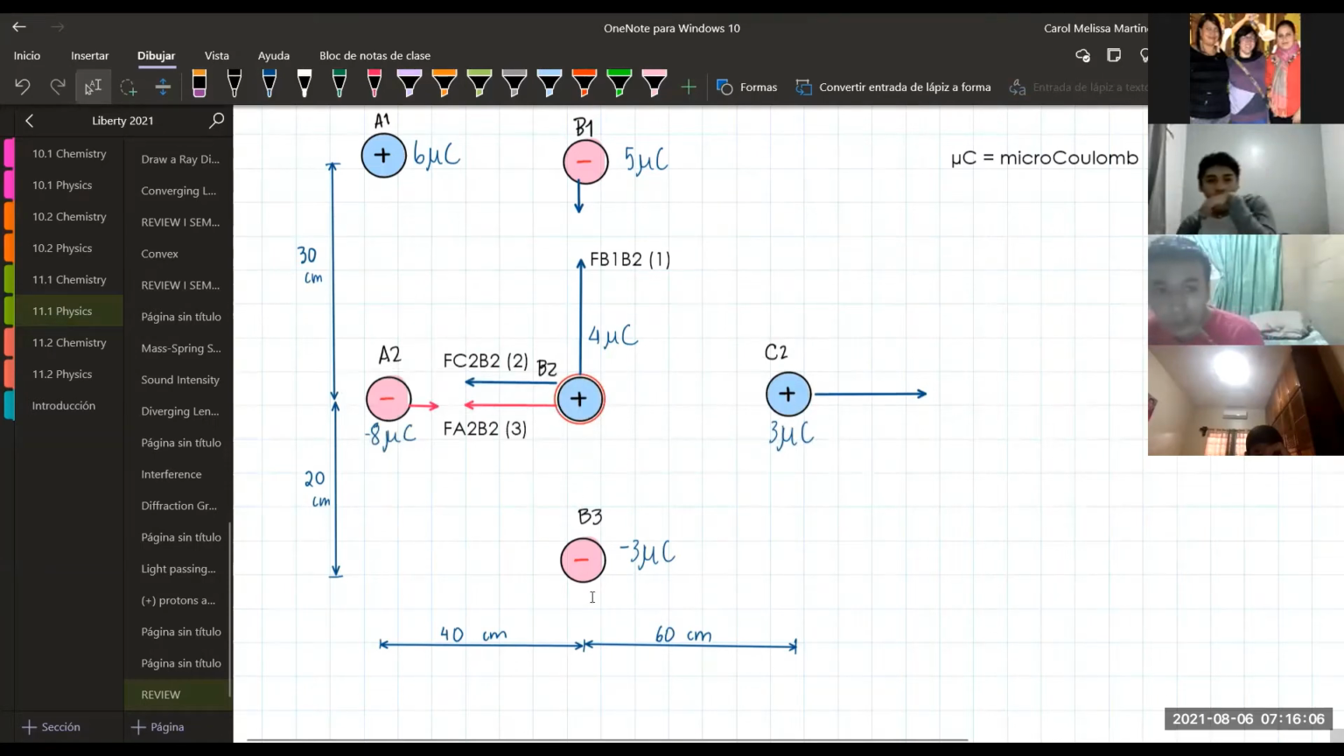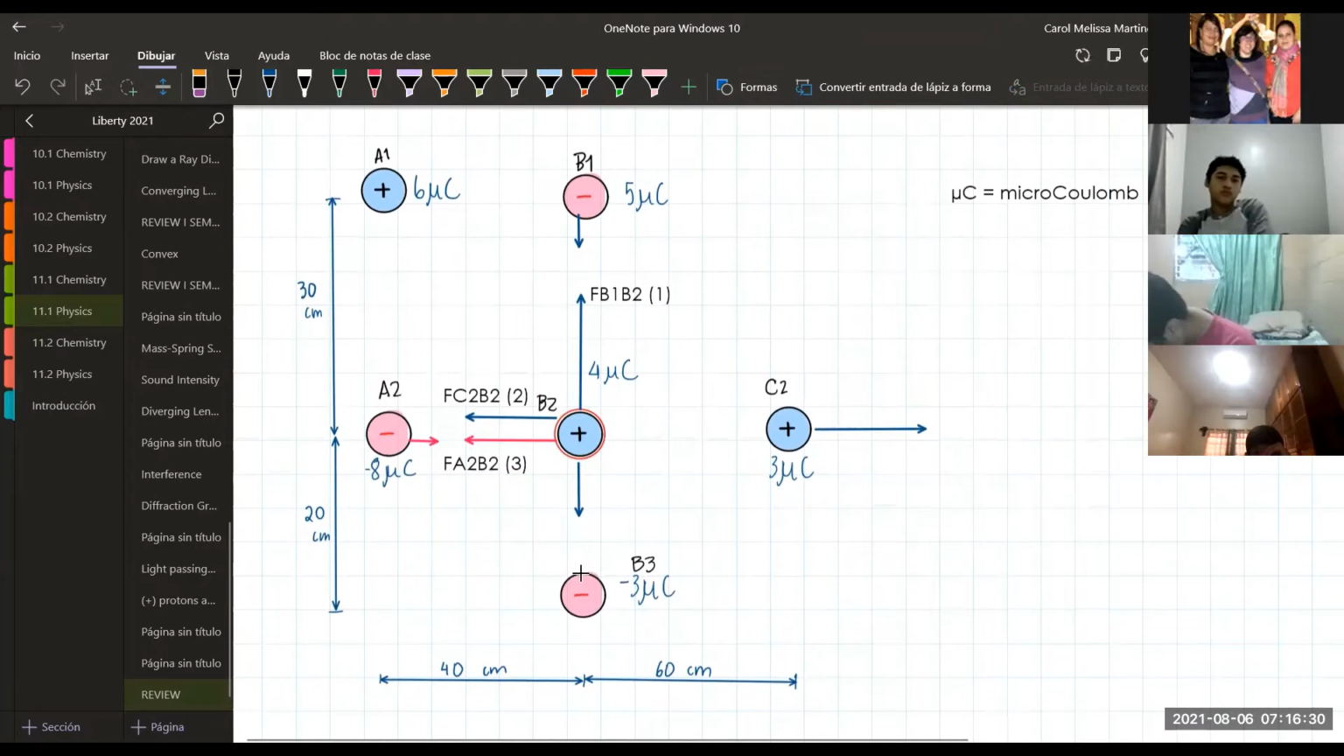Then I continue with this one here, the one below. Opposite signs mean attraction, so it's going to be like this. The particles want to be together. I'm going to call this my force B2 B3, and this is going to be my third force. I always leave this one as the last force because they are in a diagonal, so this one is going to have components. Take a look at what I'm going to do.